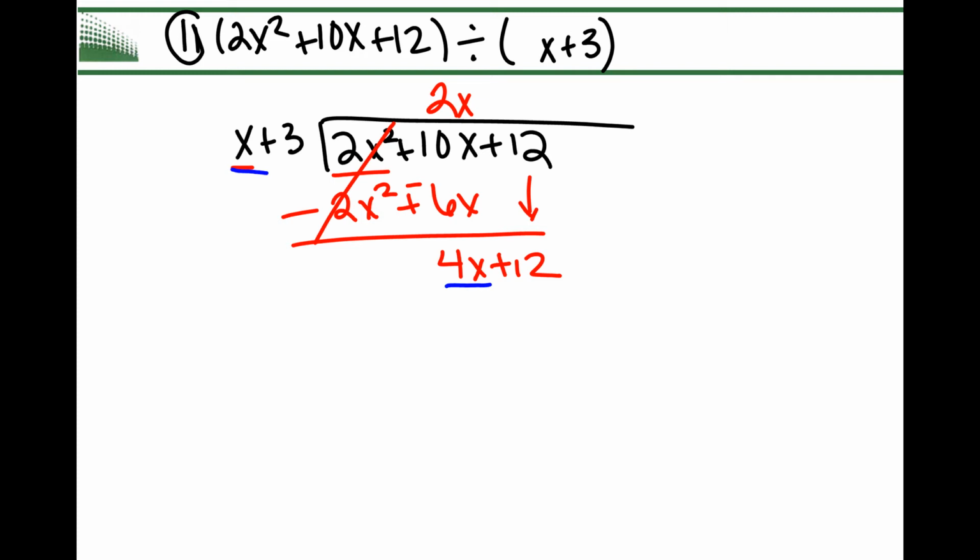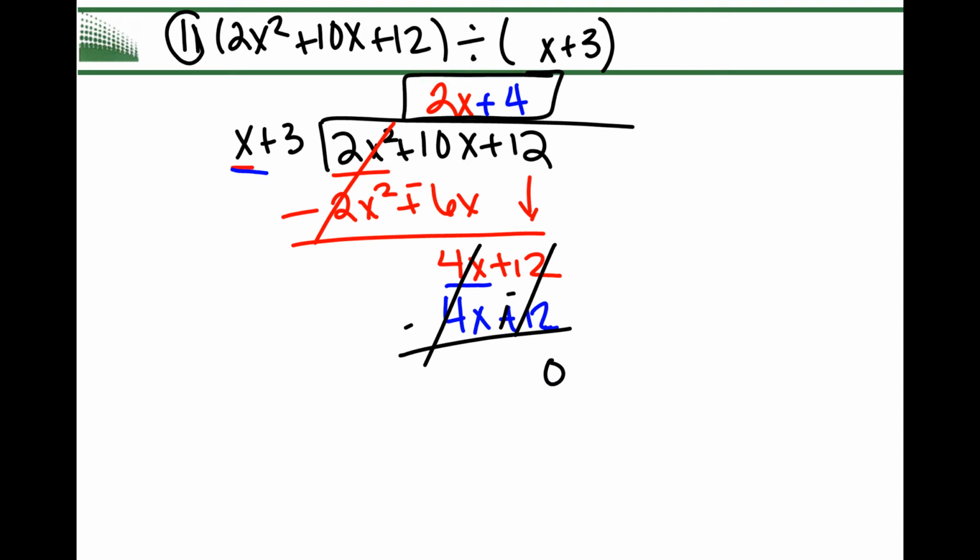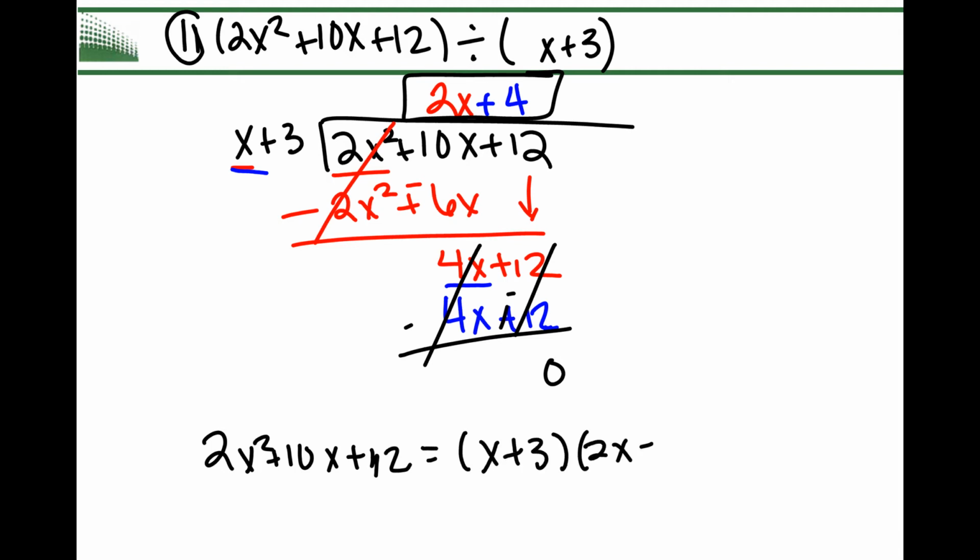Then again, you look at it and you compare x with 4x. X times what would give me 4x, and that's positive 4. So x times 4 is 4x. 4 times 3 is 12. Change your signs. So 4 minus 4, 12 minus 12, so this zeroes out as well. So my answer would be 2x plus 4. And so we could say 2x squared plus 10x plus 12 is equal to x plus 3 times 2x plus 4.